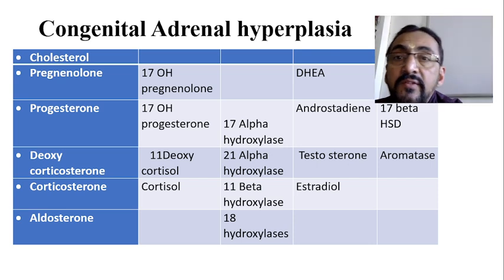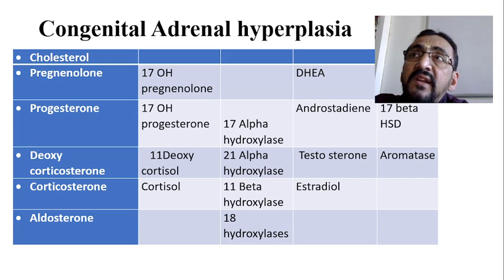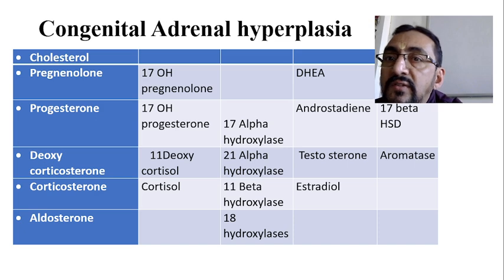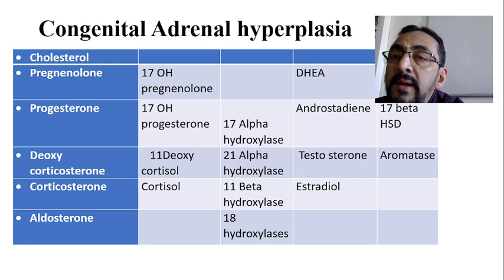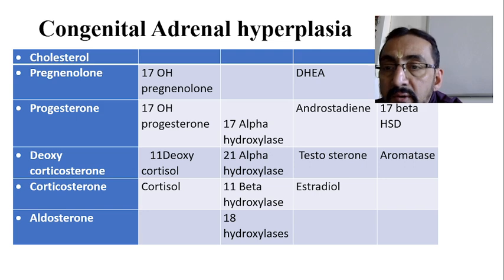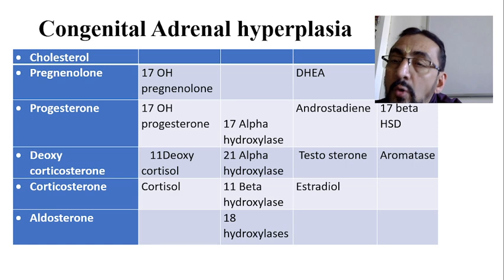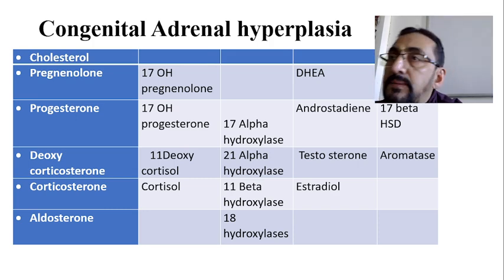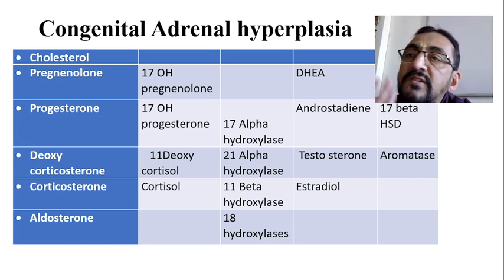Once this cleavage takes place, these are the series of substances which are formed. Cholesterol is there. From the cholesterol there is production of pregnenolone. From the pregnenolone there is production of progesterone. From the progesterone there is production of deoxycorticosterone. From that there is production of corticosterone. From the corticosterone there is production of aldosterone. This is how aldosterone is formed. For the formation of aldosterone, this many steps are there, and each step is guided by different enzymes. If these enzymes are absent, then these steps will not take place.